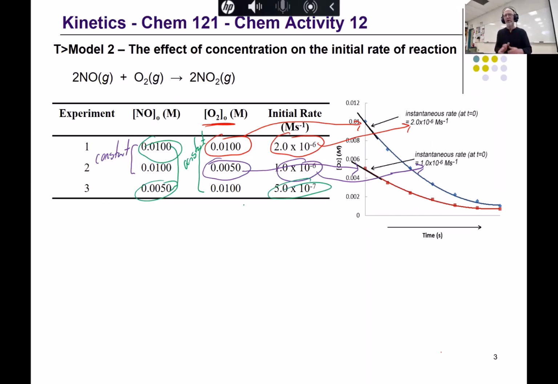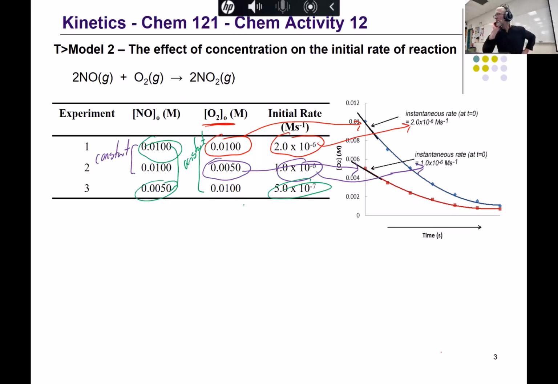So both reactants affect the rate. But that's not good enough. That little analysis is just fairly superficial. Usually we want to go a little deeper. And what we want to do is come up with what we call a rate equation.